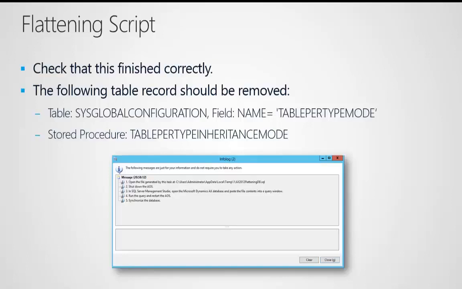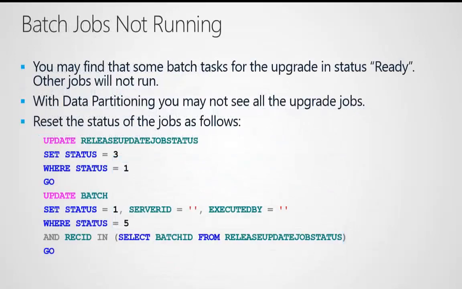Once you've run the flattening script, the record within this table is removed, and also the stored procedure is removed. So if you're finding you are having problems, where it appears that the AOS is thinking that the database is not flattened or maybe already flattened, you want to check whether this stored procedure and this record within the table exist or not. So before you've run the data upgrade checklist, these two objects should be there. After you run the flattening script, they should be removed.